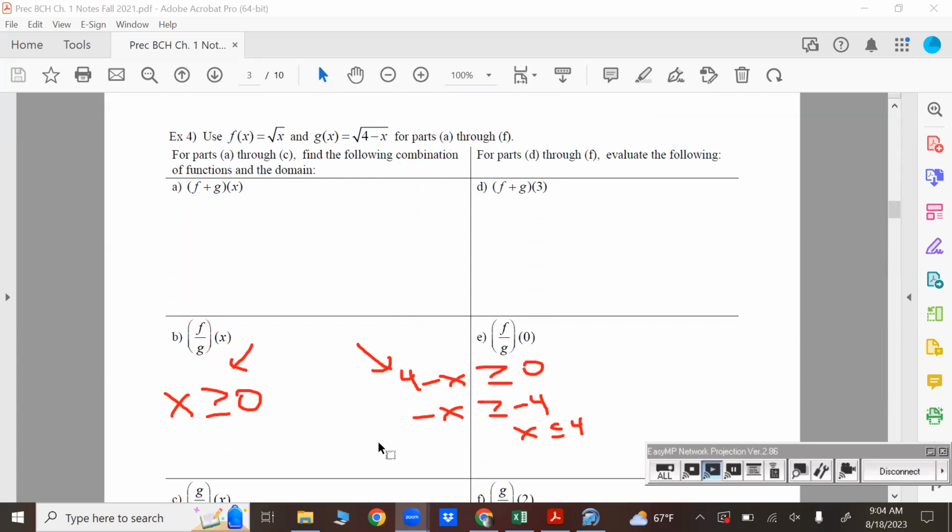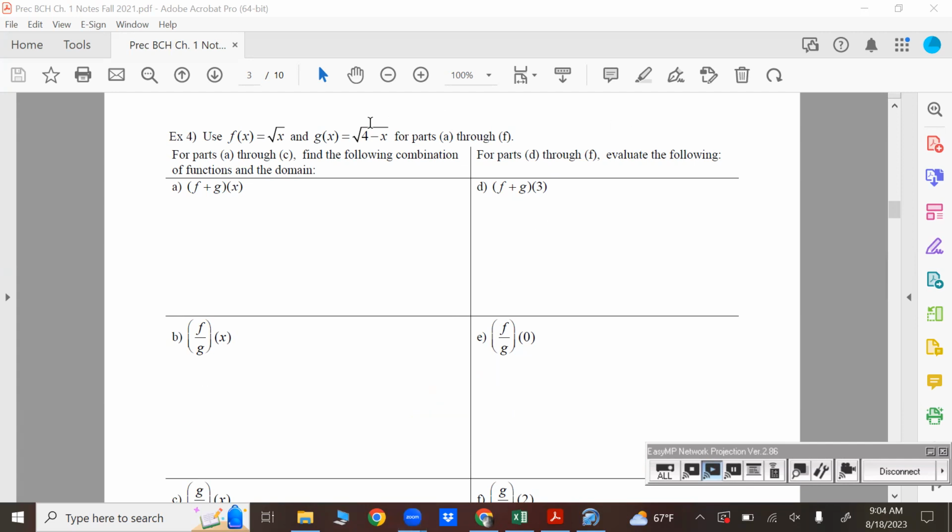Okay, well, let's do this stuff here. So we're going to combine the functions, and then we're going to find their domains, right? And then also we're going to evaluate as well. To combine them, it's pretty obvious. Root x plus root 4 minus x. Not that hard, right? You can't really do any more than that for the combination.